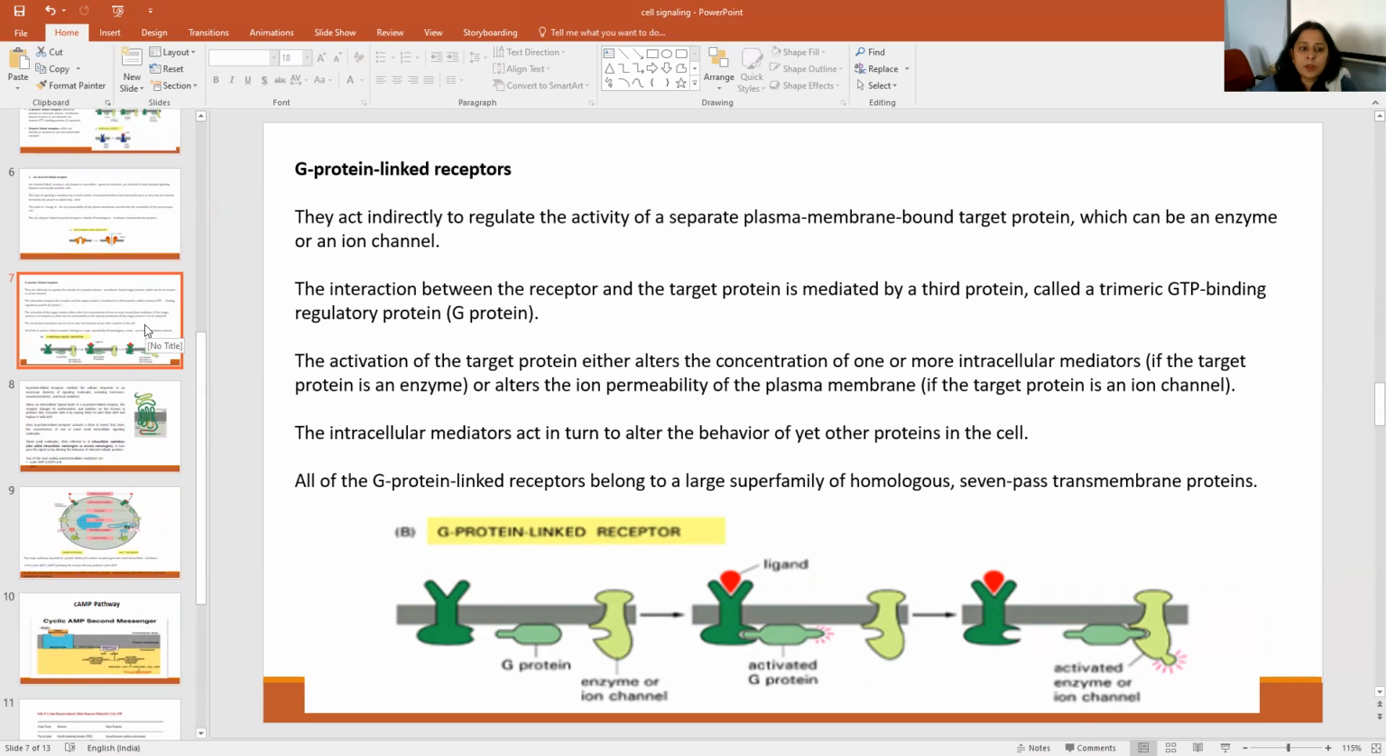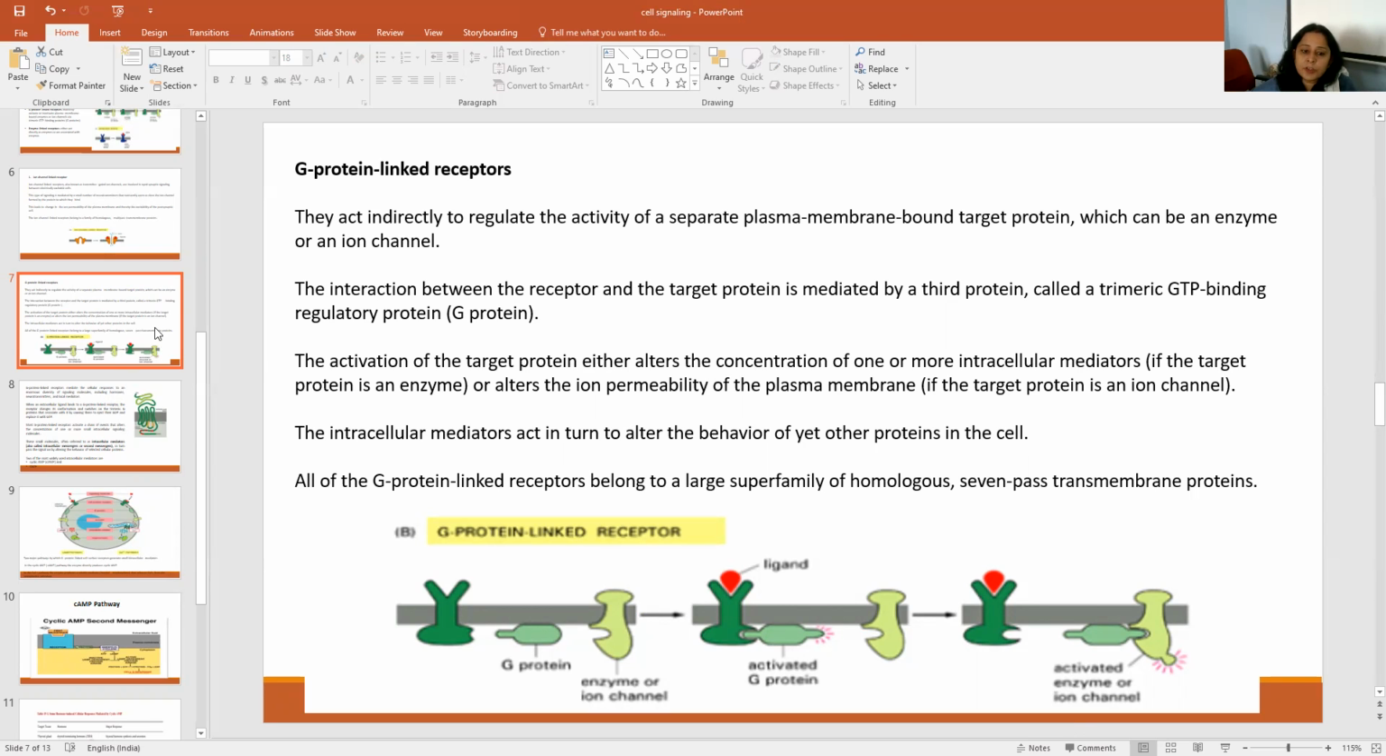Now, the other one is G protein linked receptors. They act indirectly to regulate the activity of a separate plasma membrane bound target protein, which can be an enzyme or an ion channel. The interaction between the receptor and the target protein, as I said, is mediated by a third protein called a trimeric GTP binding regulatory protein. In short, we call it G protein.